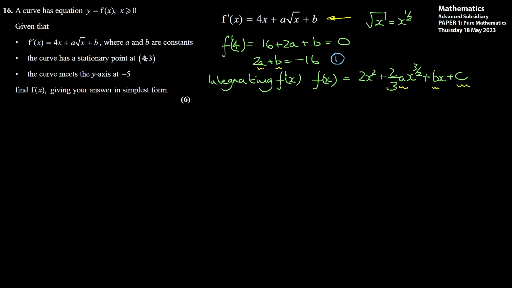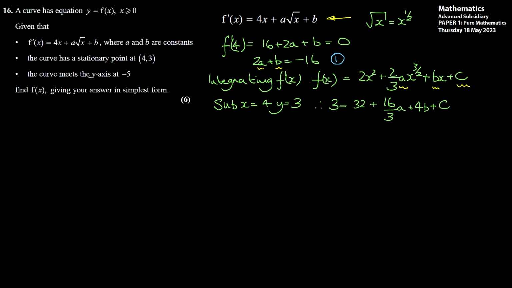The first fact is that we know a point through which this curve goes. So if I substitute in 4 and 3 for x and y, by that means we can simplify our expression here. So sub x is equal to 4, y is equal to 3. So therefore 3 is equal to, if we work this out, you get 32 plus 16 over 3a plus 4b plus c.